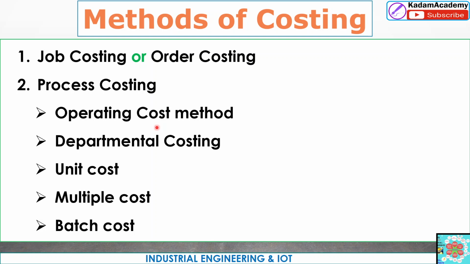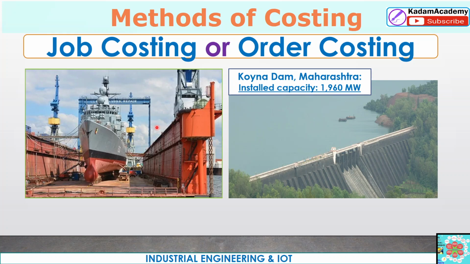So watch till the end. Starting with job costing, dear friends, you can see here this is shipbuilding, where the job or order is given to that company for manufacturing this ship. Job costing is concerned with finding the cost of each individual job. This is the individual job or order given to that company for shipbuilding, or you can say this is a contract.